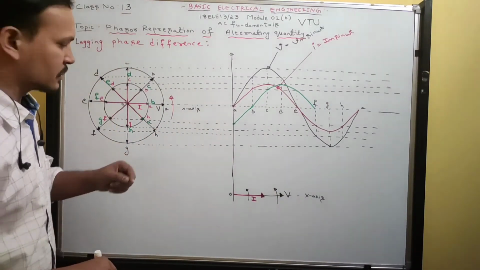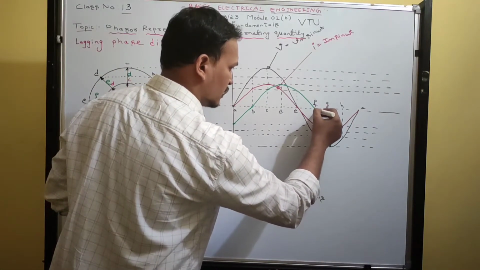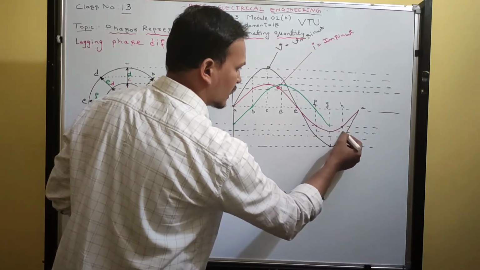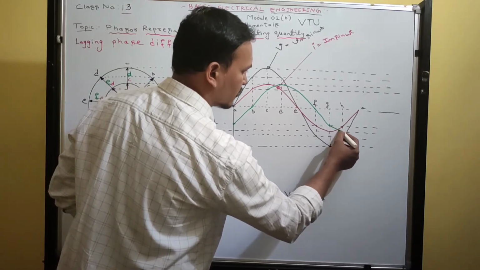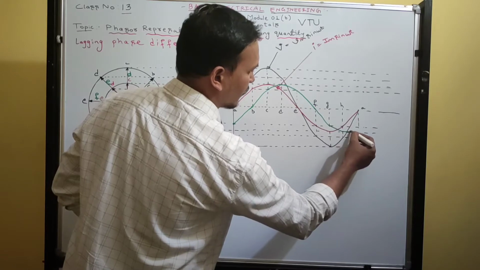The y-axis projection is 0, so we'll get 0 magnitude. Again, at position G, the value increases. Again, at position H, it will become the maximum value. Then again, at position A, the value decreases.